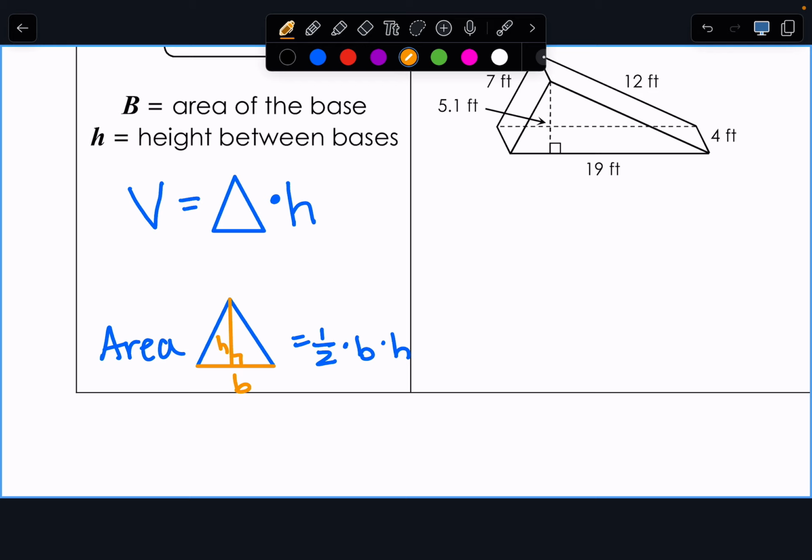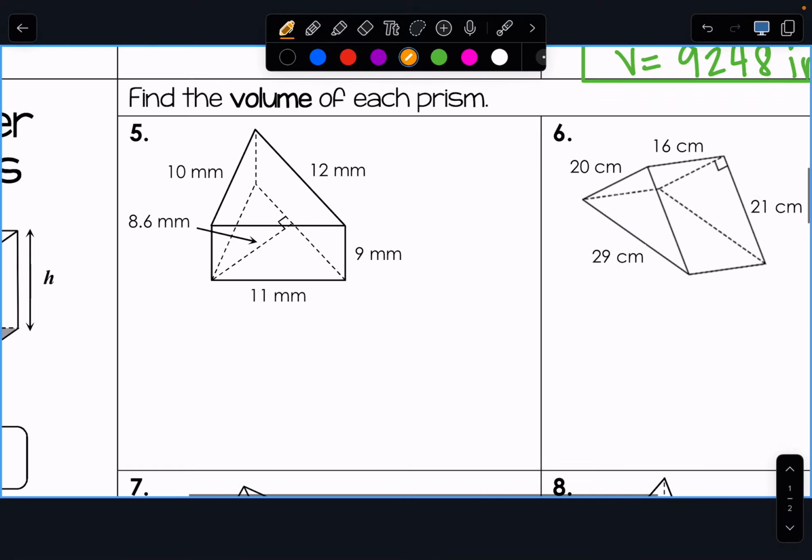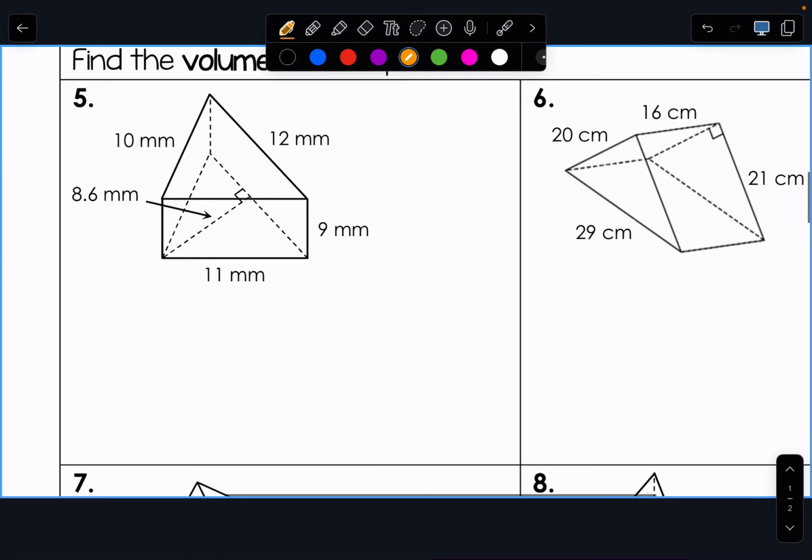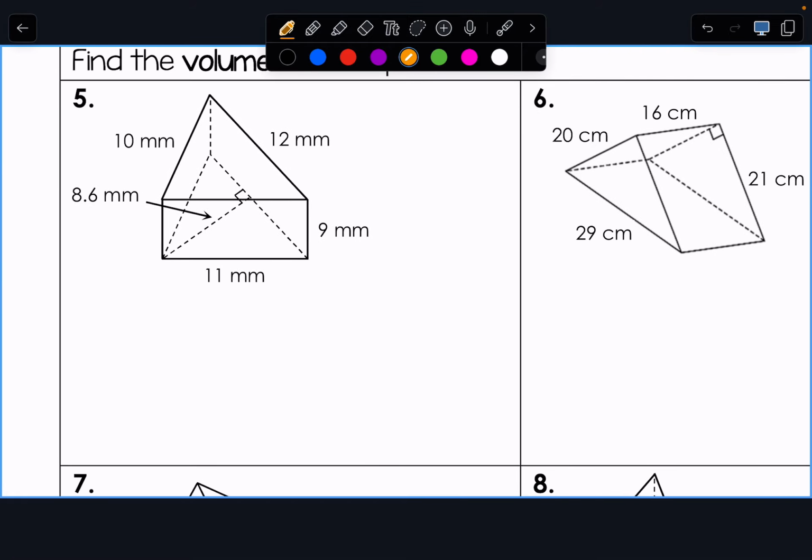So we're going to walk through 2 problems together before you try one on your own. Okay, I want you to look at number 5. And since we have a triangular prism, could you please write volume equals triangle times height?